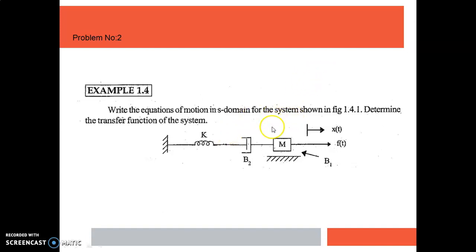Two nodes are there. First one is M and the other node is a meeting point between K and B2. In this case, if there is a meeting point between two elements and there is no mass body there, you have to consider a mass body there with M equal to 0. So if needed, you can redraw this system with the mass body here and write within that M is equal to 0. So the first step is we have identified the nodes. First node is M and the second node is here where M is equal to 0.